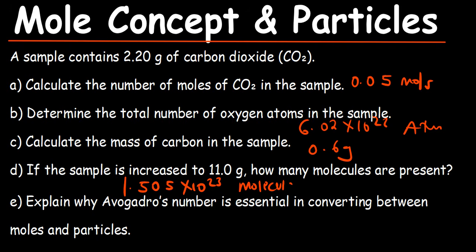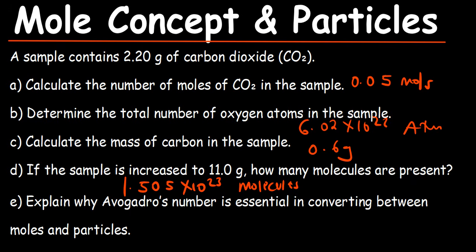Okay, then we come to E. Explain why Avogadro's number is essential in converting between moles and particles. The Avogadro's number allows conversion between moles, which are just a counting unit and are big, and actual particles, meaning atoms and molecules. This makes chemical calculations possible. That's why it's very essential to know the Avogadro's number. So basically, that's how we solve those ones, the mole concept and the particles.